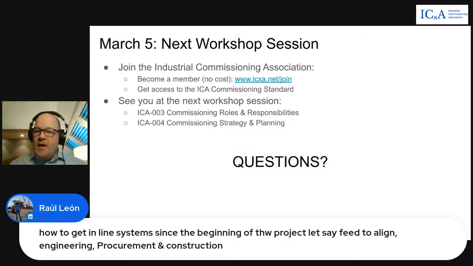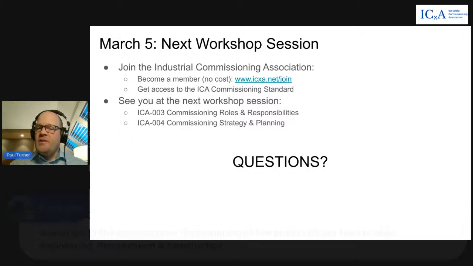How do we get engineering, procurement, and construction in line with systems since the beginning of the project, let's say FEED to align? Yep. So that's all outlined in the standard of exactly how that works, the documents that need to be defined during early stages of the project: your project commissioning plan and your commissioning execution plan, your division of responsibility matrix. All of these need to be defined before contracts are written and contracts are awarded for any of our design or construction contracts. And that's the method to do that, is to get involved in projects during early project concept phases and FEED phases so that those commissioning processes can take place and align all later stages of the project.